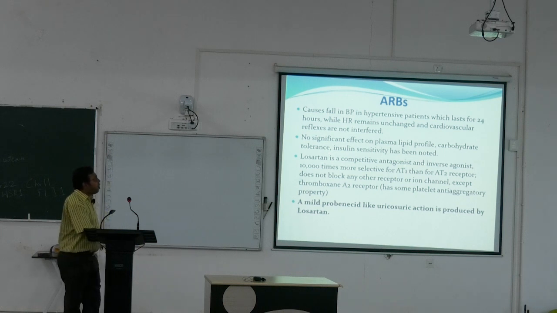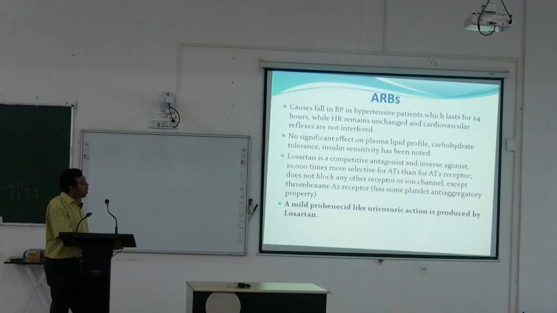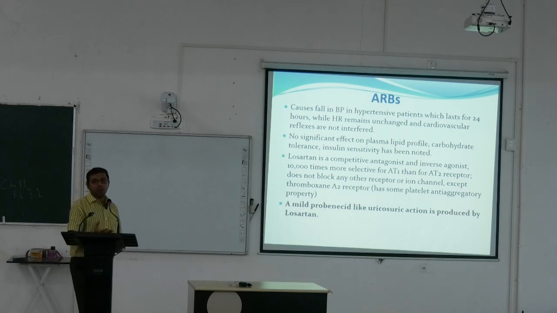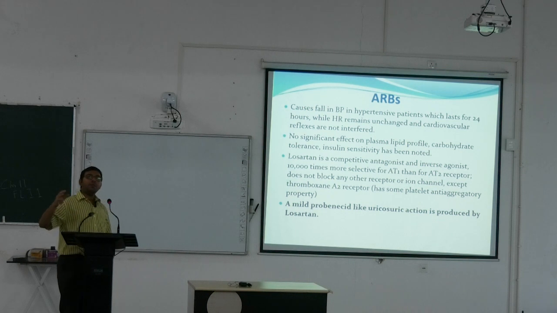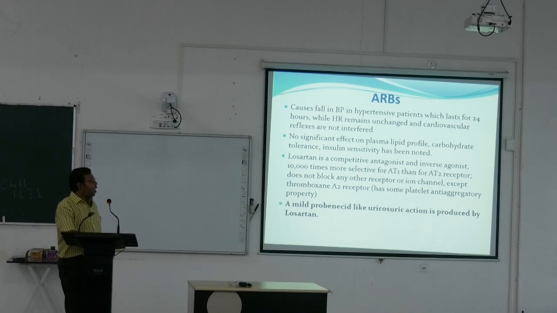Losartan is a competitive antagonist and inverse agonist, both 10,000 times more selective for angiotensin 1 receptor than for 2 receptors. It does not block any other receptor or ion channel except the thromboxane A2 receptor. That's why they have some platelet anti-aggregatory property, so they cause less thrombus formation. So when we are giving losartan, if the patient already has atherosclerotic cardiovascular disease, that is atherosclerosis, there is more chance of thrombus formation, and it will be helpful. Another helpful action of losartan is that it has a mild probenecid like uricosuric action. That is, it decreases the hyperuricemia.